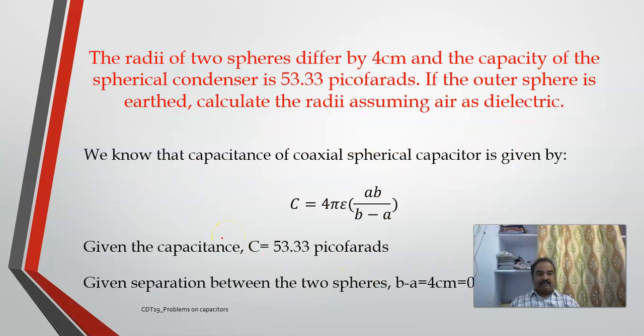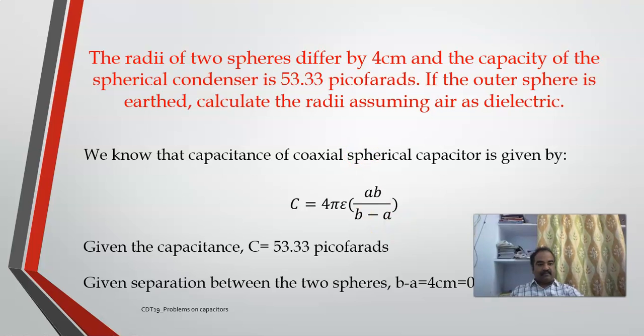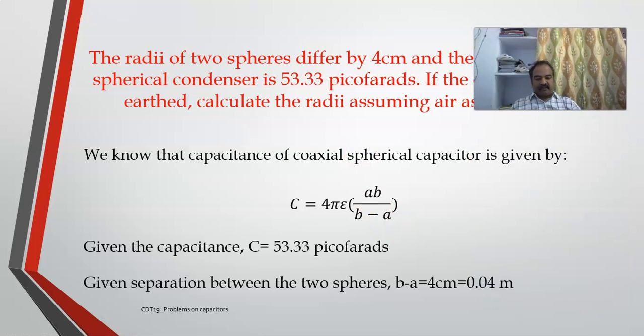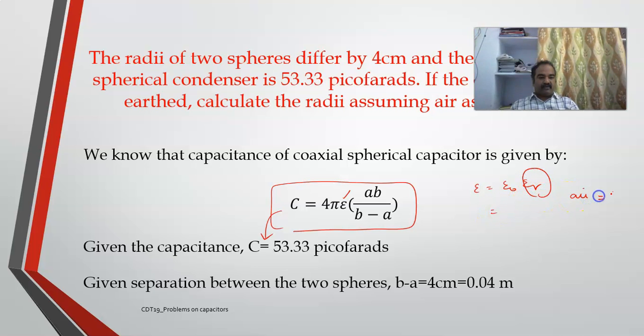You know, for a spherical capacitor, we have already done the expressions. For a spherical capacitor, this is the formula, right? C is equal to this one, and this C is already given here. Epsilon is equal to epsilon naught into epsilon r. Here epsilon r, it is air, so it is 1. So you will get 8.85 into 10 to the power of minus 12.